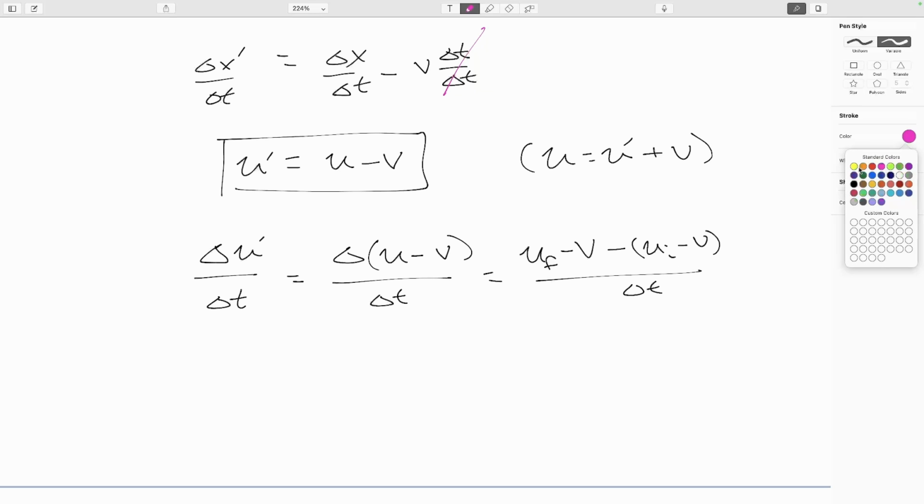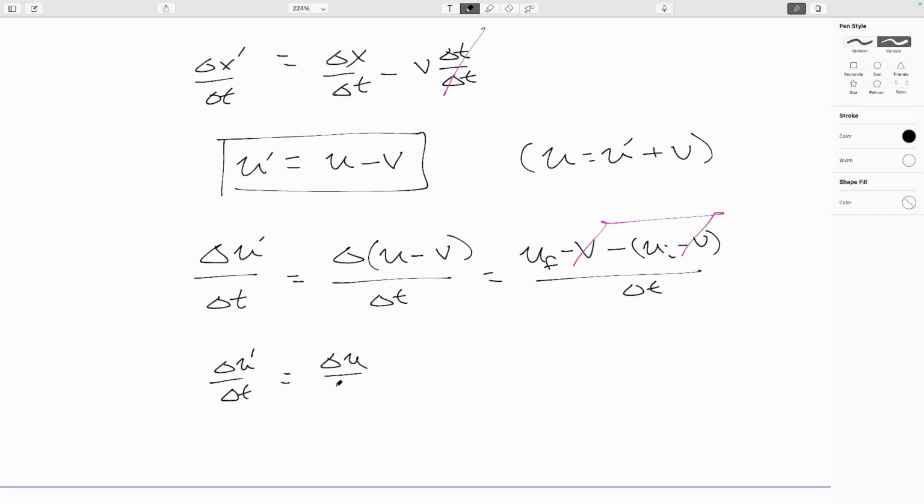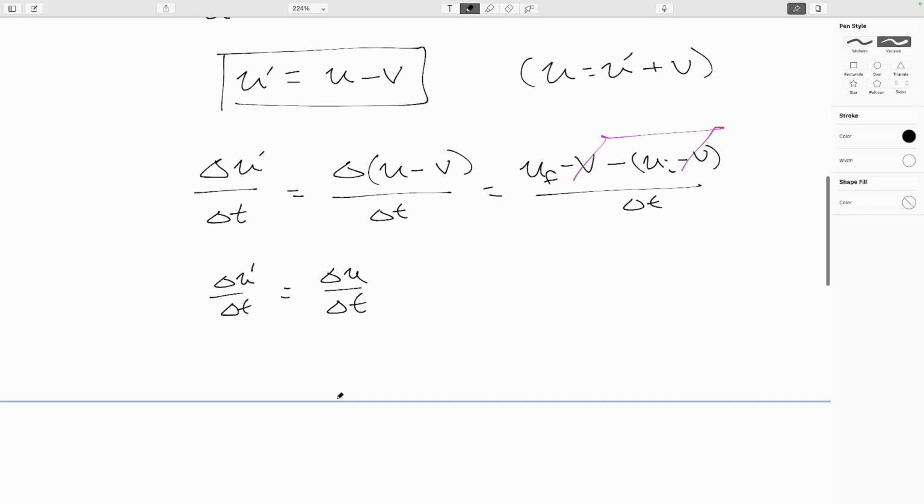The negative v's cancel out because I have a minus sign there. And I have u final minus u initial, which is delta u. So I get that delta u prime over delta t is equal to delta u over delta t. So this is the time rate of change of velocity as measured by s prime. It's the time rate of change of velocity as measured by s.